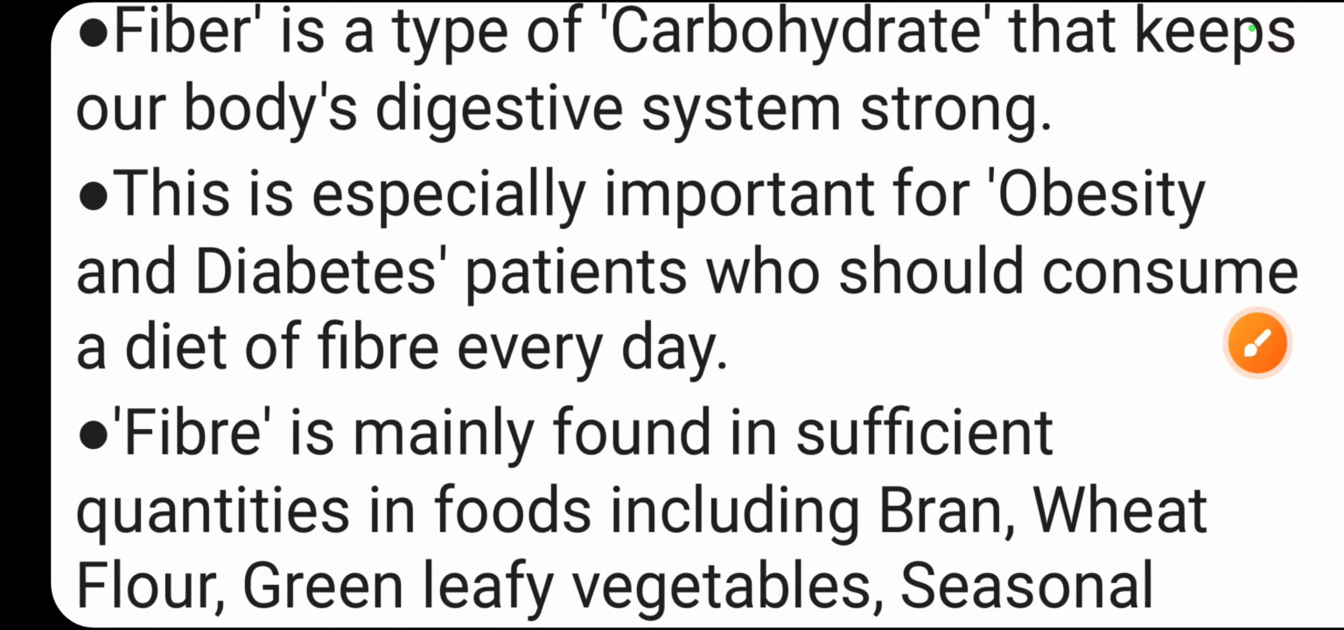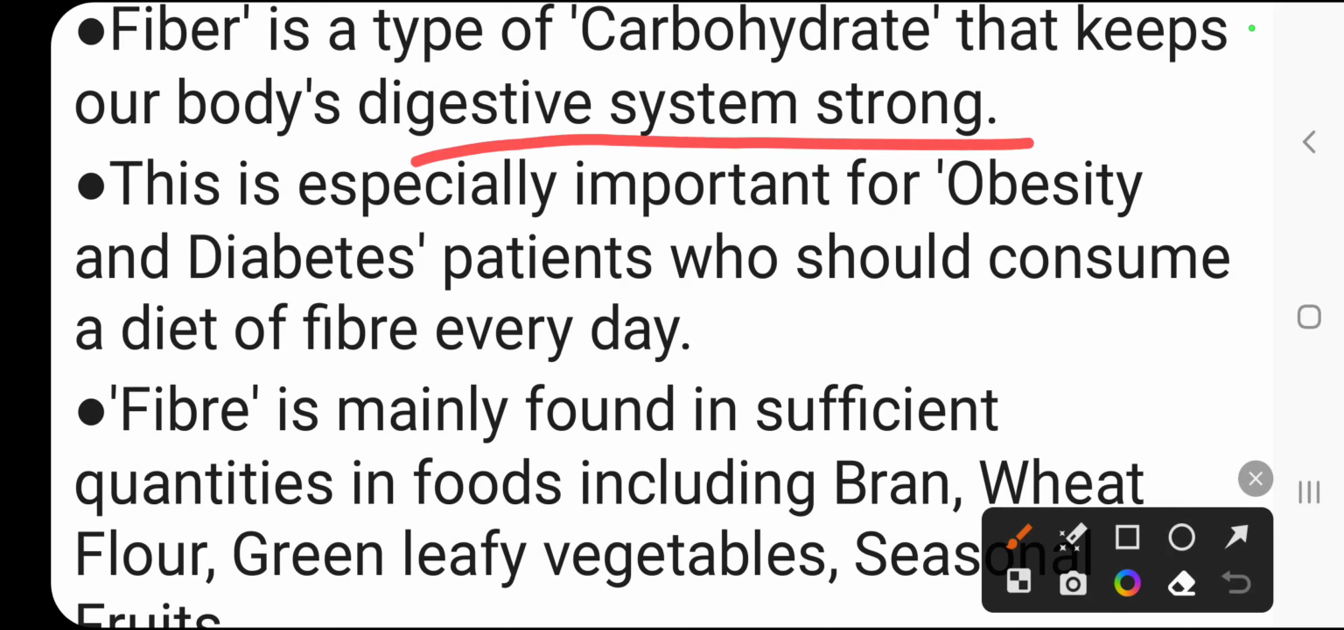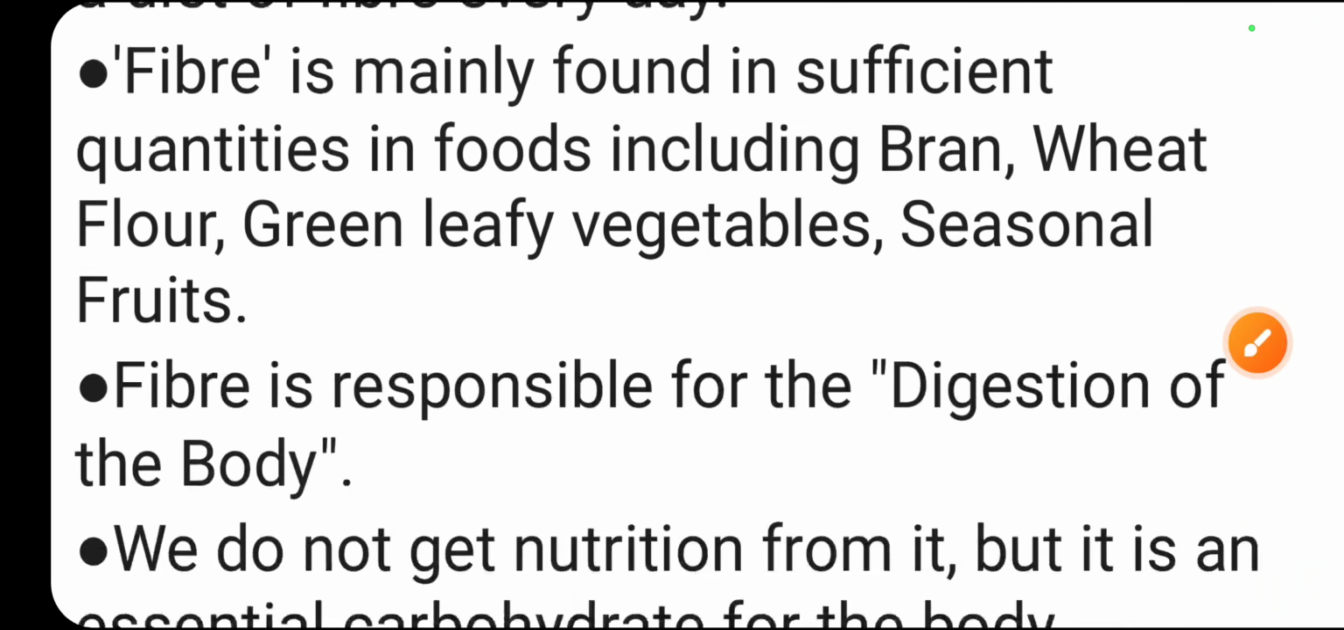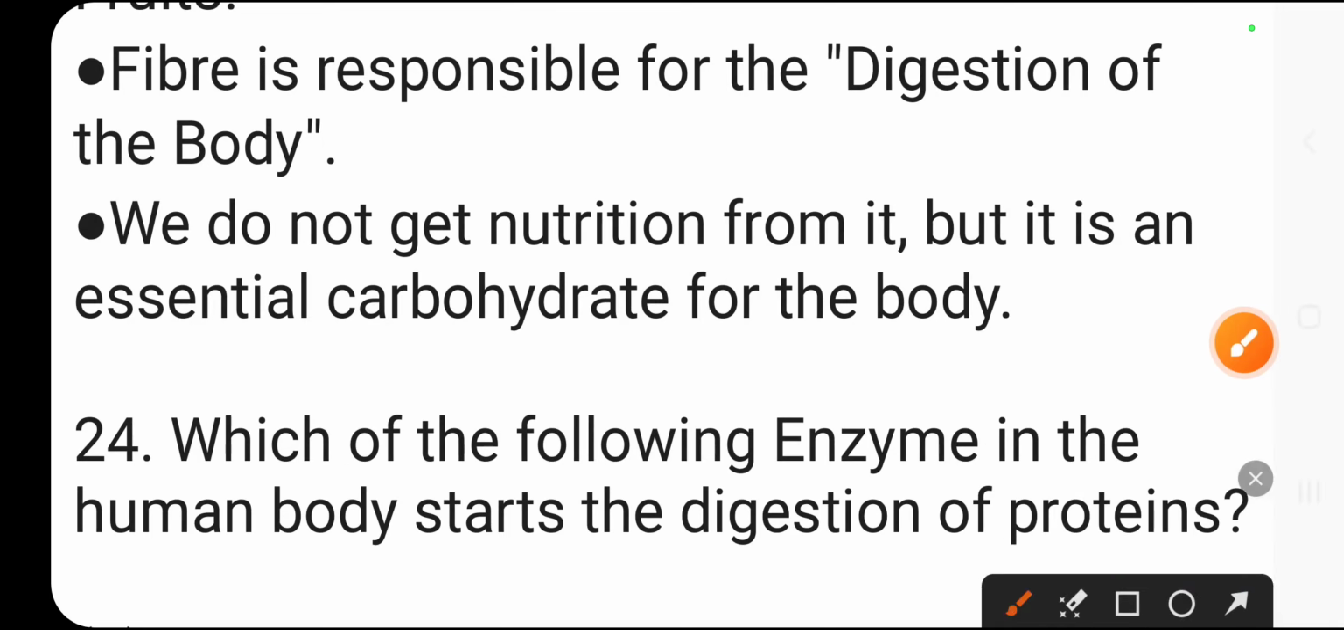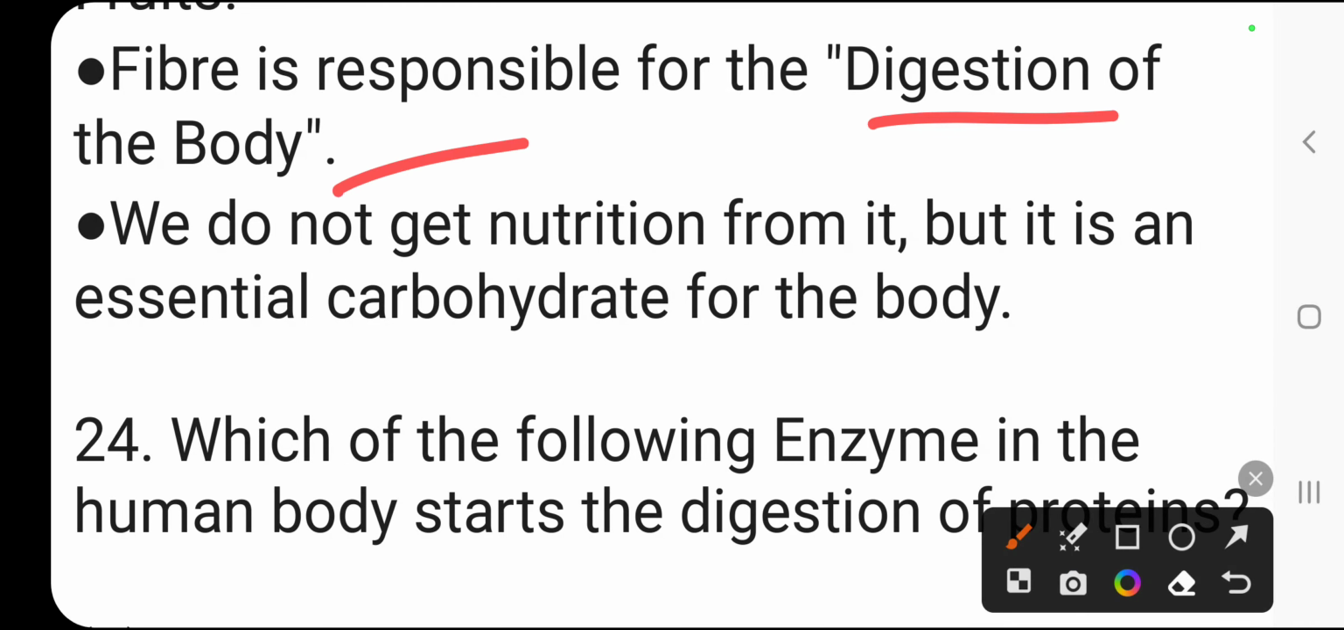Fiber is a type of carbohydrate that keeps our digestive system strong. It is very important for obesity and diabetic patients to consume fiber every day, and it is mainly found in foods such as bran, wheat flour, green leafy vegetables, seasonal fruits, and all these. Fiber is an essential carbohydrate of the body. However, there is no nutrient content in it.